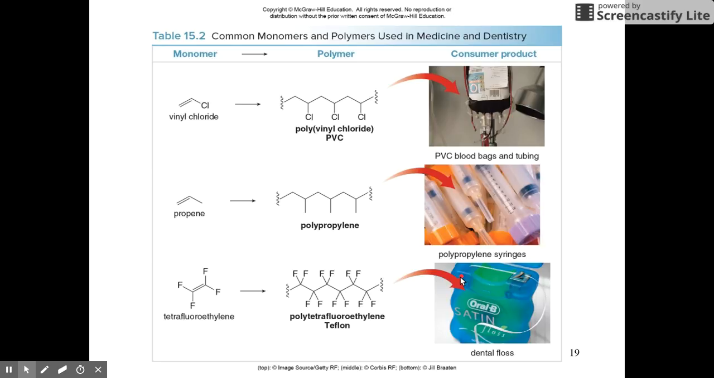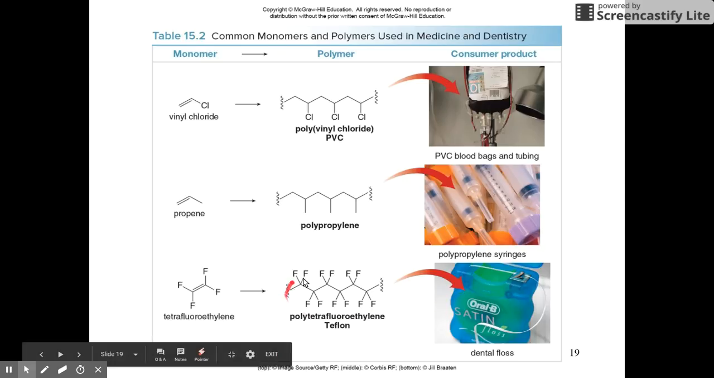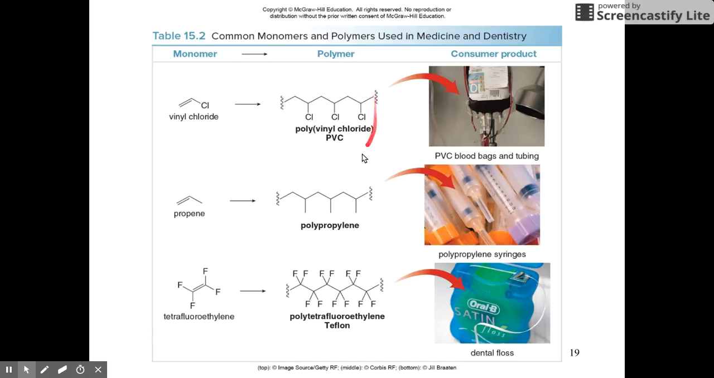Here are some examples of things that are used in the medical profession or dentistry. We use Teflon actually in this nice glide floss. PVC and polypropylene can also be used in different packaging and syringes.